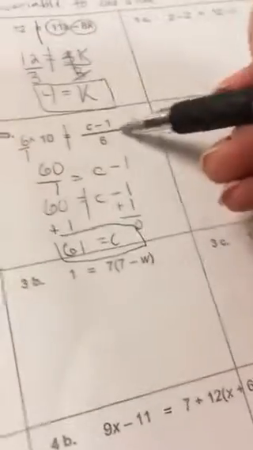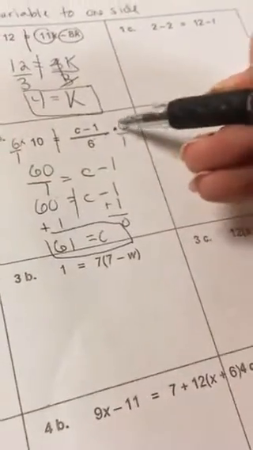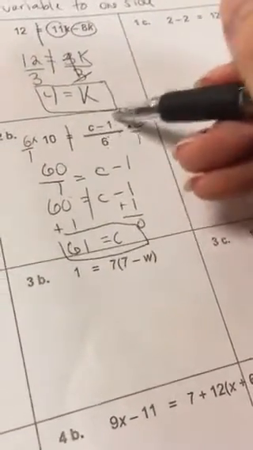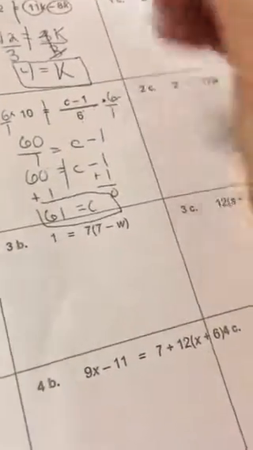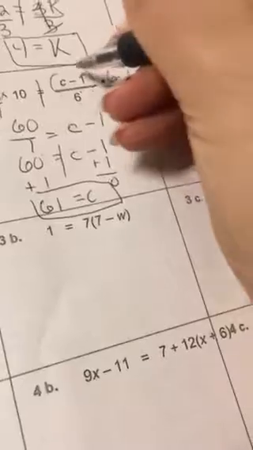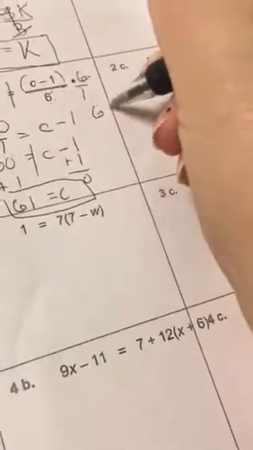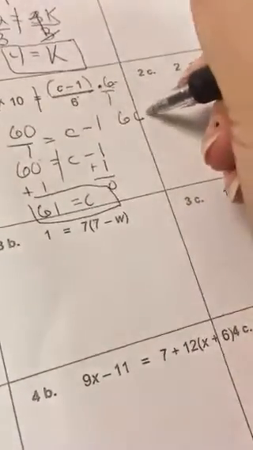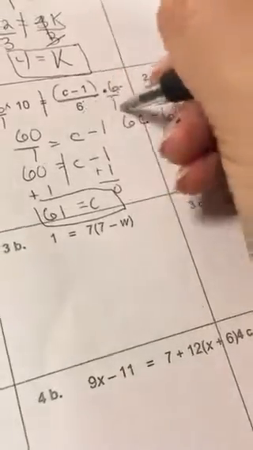And I knew that since I was dividing by 6, multiplying by 6 would just leave me with this. But if you don't believe me, we can go ahead and actually do it. So 6 times c is 6c. 6 times negative 1 is negative 6. 6 times 1 is 6.